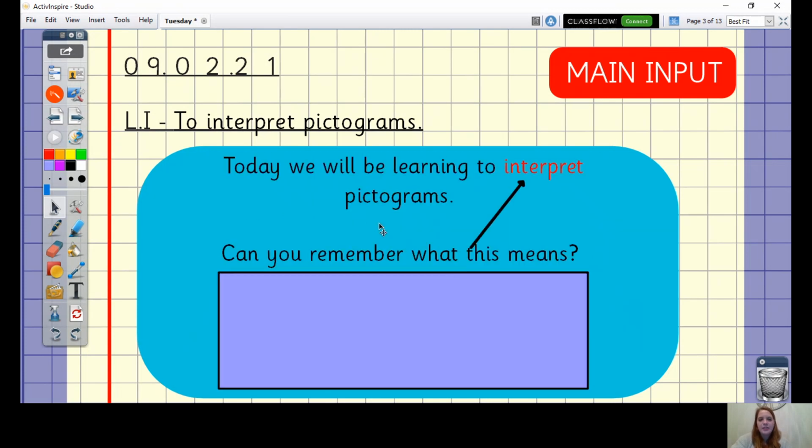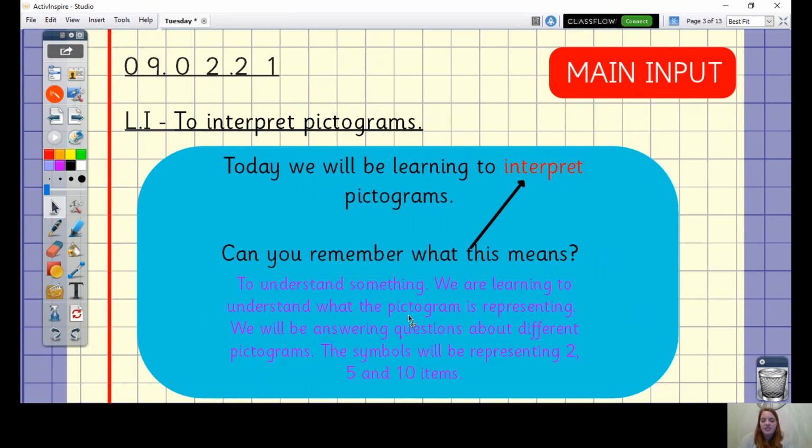So now that we know what a pictogram is, we'll have a look at our learning for today. Today we are learning to interpret pictograms. We have explored this word before because we did a little bit of interpreting last week. I'd just like you to pause and think about what that word interpret means. Can you remember what this means? Okay, so to interpret just means to understand something. So we're going to be learning to understand what our pictogram is representing, and we're going to be answering questions about different pictograms, just like we did last week.